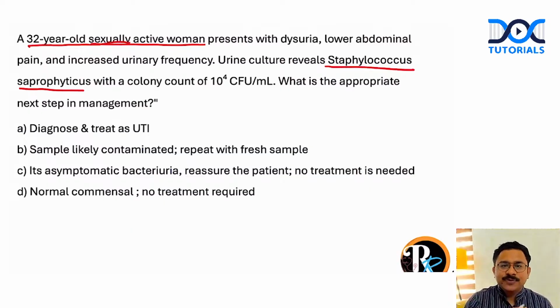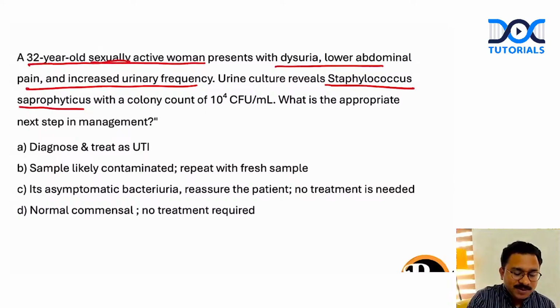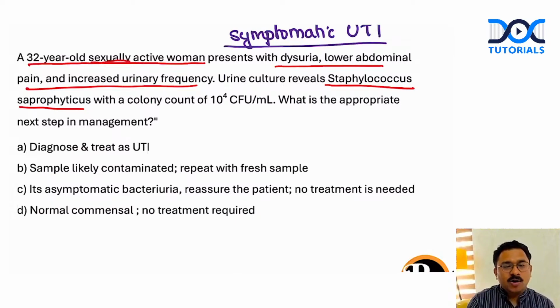And the patient is very well symptomatic. You can see all the features of UTI are there. So this is going to be a symptomatic UTI. And when you have a symptomatic urinary tract infection, what is going to be the cutoff for the colony forming units? It is 10 raised to 3.